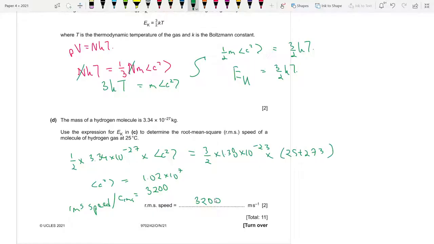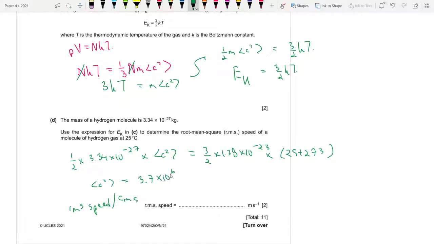Wait, I messed up the calculation a bit. One second. Let me check. 3 by 2, 1.38 into 10 power minus 23. Yeah, sorry, the value of c square was wrong. It's 3.7 into 10 to the power 6, right?